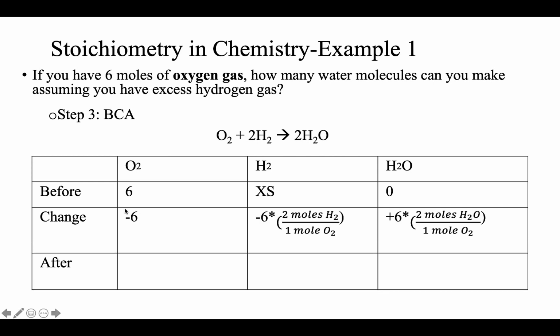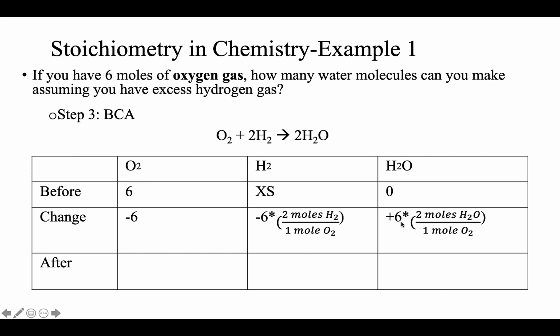And next, what's going to happen is throughout this reaction, oxygen and hydrogen are being consumed and water is being produced, okay? Because they're being consumed, the change here is negative, right? So eventually I'm going to use up all 6 moles of oxygen molecules. And for water, because I start with 0, I start with none, and I'm trying to make more, it has to be positive here.